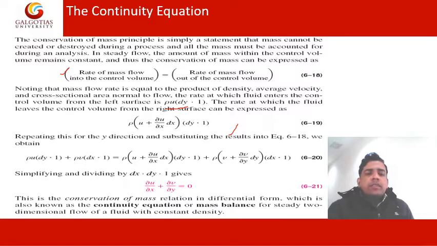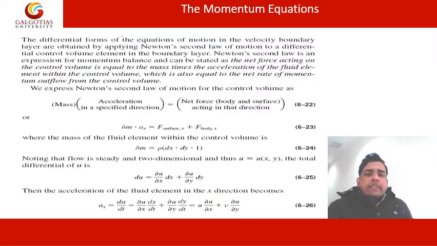Again this can be repeated along the y-axis and we substitute the result in equation 6.18 and obtain this equation. By simplifying and dividing this equation by dx dy times 1, we get this equation. This is the conservation of mass principle, and the final equation that we obtain is also known as the continuity equation, or simply the mass balance in case of a steady flow. This equation is valid only for steady flow.